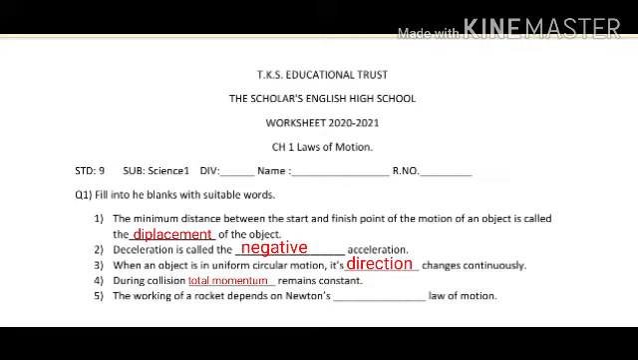The working of a rocket depends on Newton's dash law of motion. So which law of motion? It is the third law of motion.